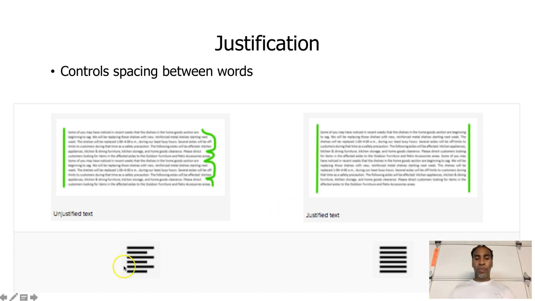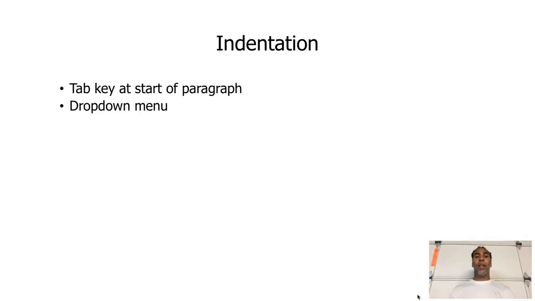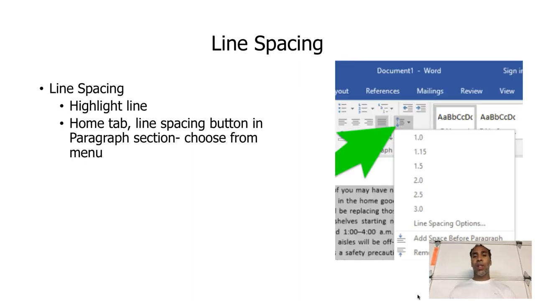And you can see unjustified text looks just like that, right? So a picture's worth 1,000 words. Justified text looks like one nice, neat column there. Indentation, tab key at the start of a paragraph, so you can use your tab button. So use your drop down menu to indent.